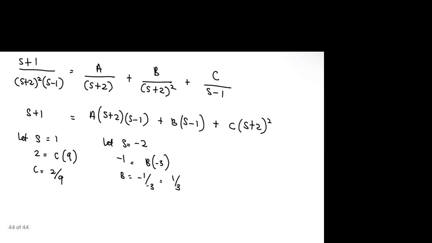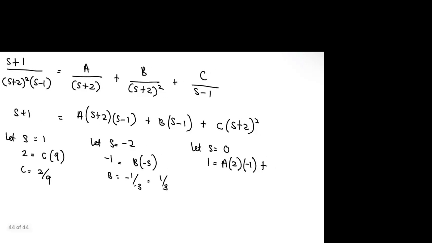And then after you choose everything, to find A you cannot make B and C go to 0. So let's choose a smaller value for S. Let S equal to 0. So 0 plus 1, you have 1. For A, you have 0 plus 2 is 2, multiplied by 0 minus 1 is minus 1. Plus B, B is 1 over 3, multiplied by 0 minus 1, minus 1.